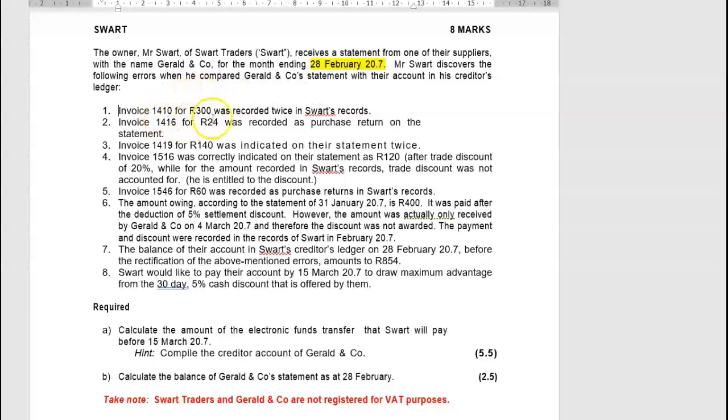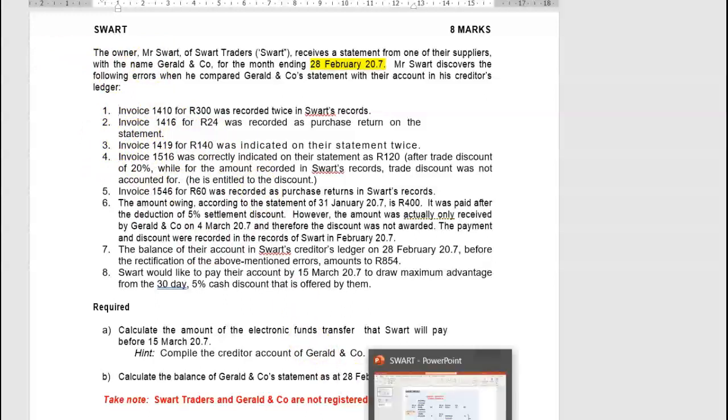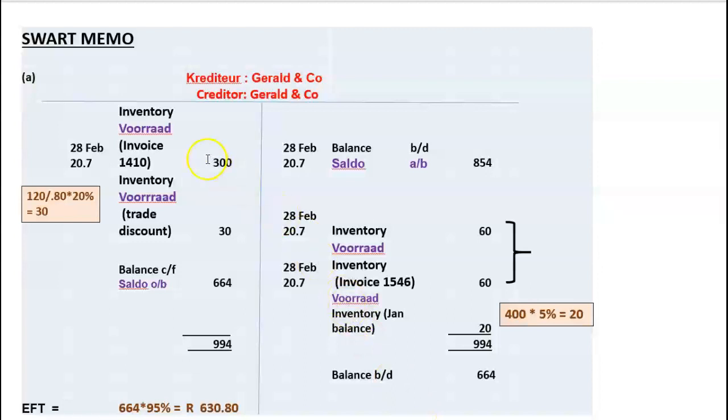So he recorded that twice at 300 Rand. It should only have been once at 300 Rand. So obviously that additional entry that he passed must be taken out of the account. Now in this question, do they actually stipulate what the inventory system is that is used by Swart? So therefore you can assume either a perpetual inventory system or a periodic inventory system. Now I have assumed a perpetual inventory system.